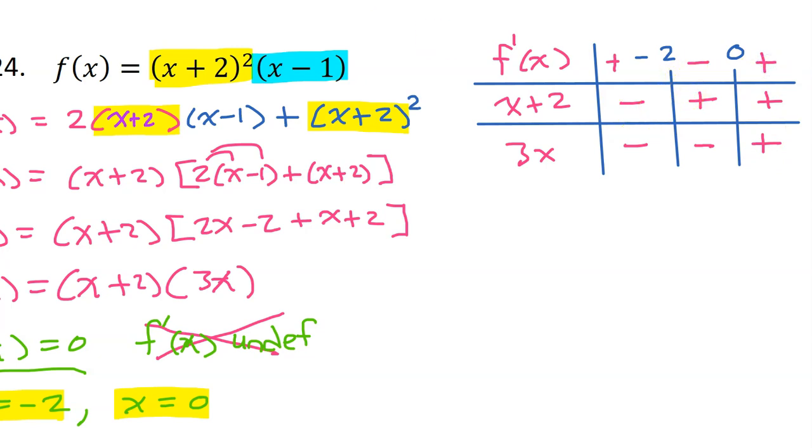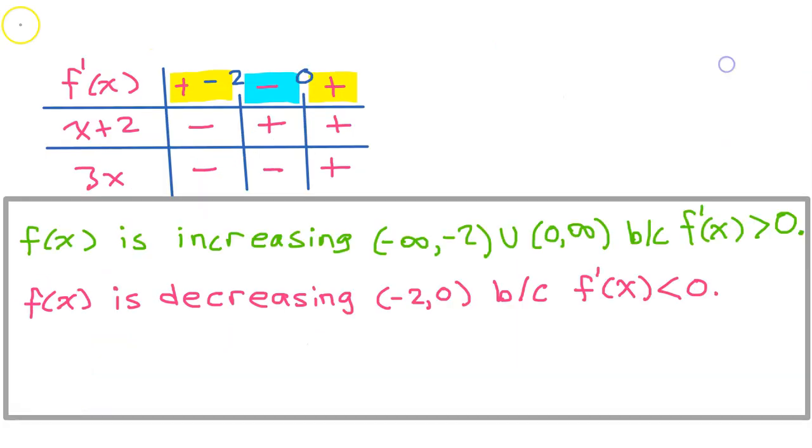So we have learned that if f prime is positive, then the original function will be increasing. So f of x should be increasing in this interval and in this interval. Because f prime is negative from negative 2 to 0, then f should be decreasing in this interval. So here's what we have so far. F of x is increasing from negative infinity to negative 2 and from 0 to infinity because f prime is positive. F of x is decreasing from negative 2 to 0 because f prime is negative.